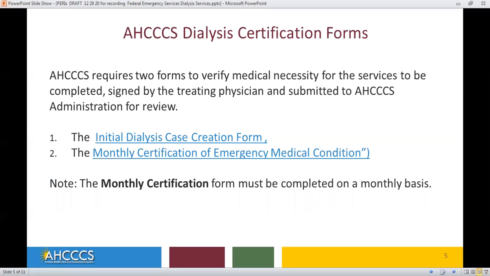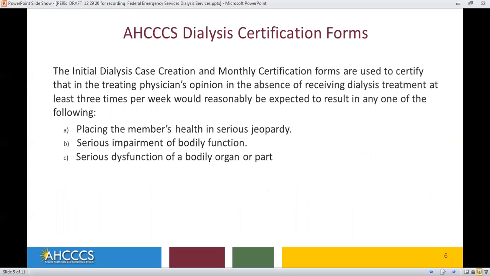Now let's move on to the Access dialysis certification forms. Access requires 2 forms to verify medical necessity for the services to be completed, signed by the treating physician and submitted to Access Administration for review. The initial dialysis case creation form and the monthly certification of emergency medical conditions. The monthly certification form must be completed as it states, on a monthly basis.